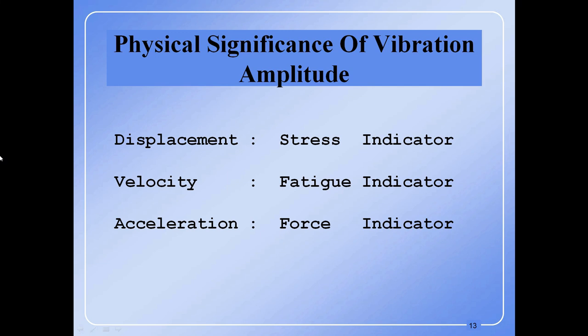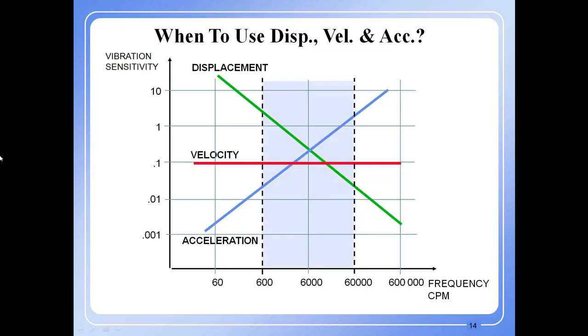Physical significance of vibration amplitude. Displacement is a stress indicator, velocity is a fatigue indicator, acceleration is a force indicator. When to use displacement, velocity and acceleration? You can see the graph between vibration sensitivity and frequency in CPM.